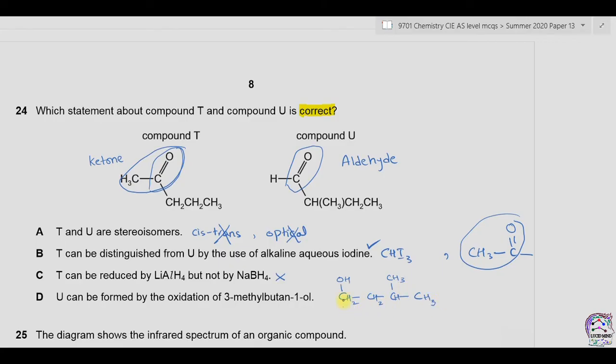Now this is an example of primary alcohol because the OH group is attached to the carbon atom which is directly attached to one carbon atom. So therefore primary alcohol can be oxidized to aldehyde and the product formed will be CH3, CH2, CH2, C double bond O, H.